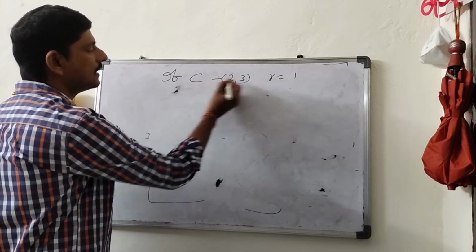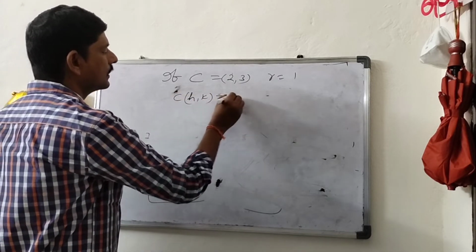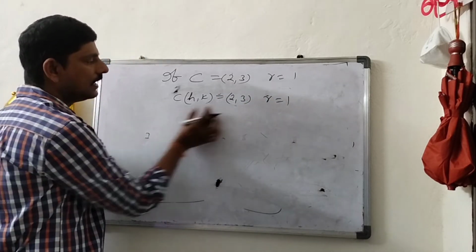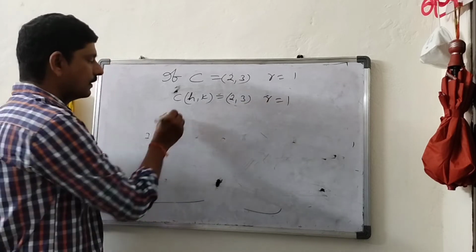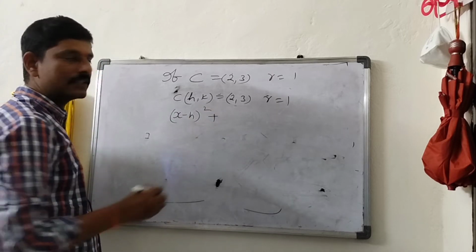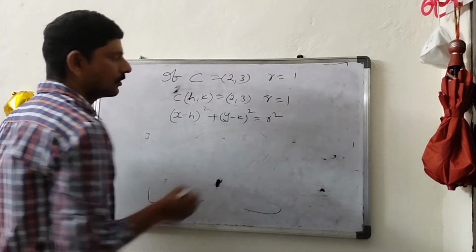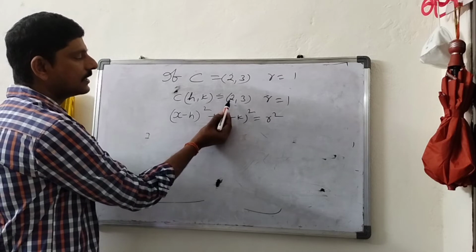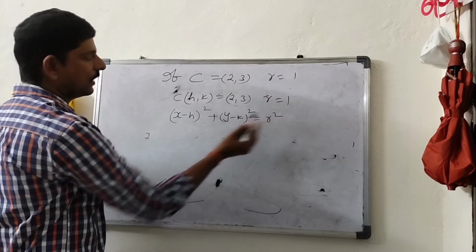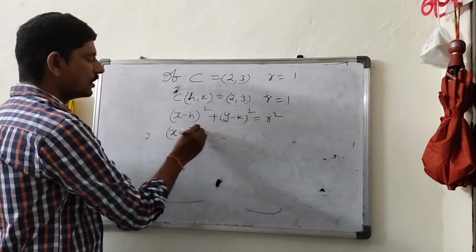Okay, here center is given and radius is given. So you have to compare the center with (h, k). That is (2, 3). And radius is also given. So if center and radius are given, the formula to find the circle equation is (x minus h) whole square plus (y minus k) whole square equal to r square. Now what is in the place of h? 2. What is in the place of k? 3. What is in the place of r? 1. So you have to substitute these values in this equation.